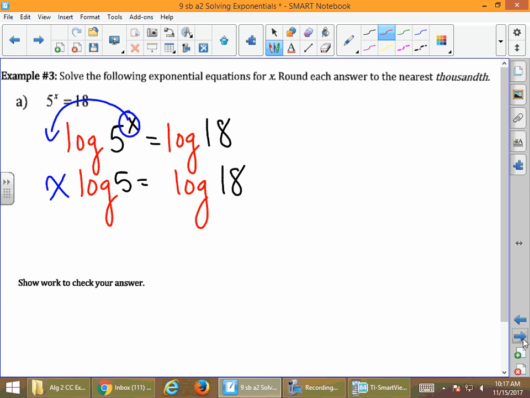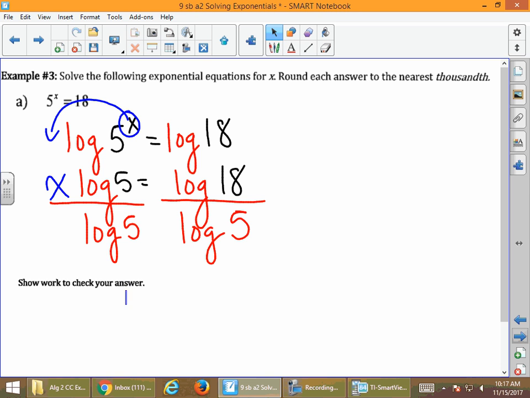Third step, isolate the variable x, in this case, by dividing both sides by log 5. We're going to divide this by log 5, and we're going to divide this by log 5. And when we do that, we're going to get our result here, but we're going to have to type this in our calculator.